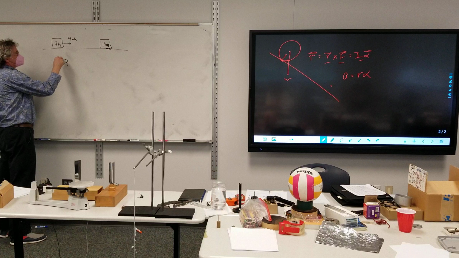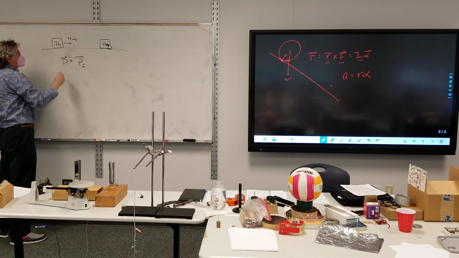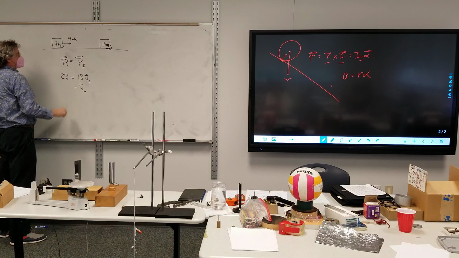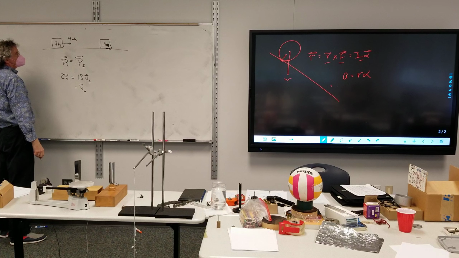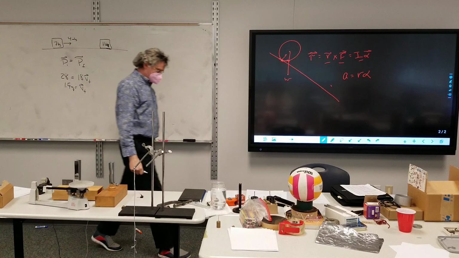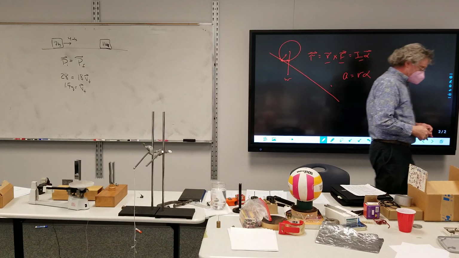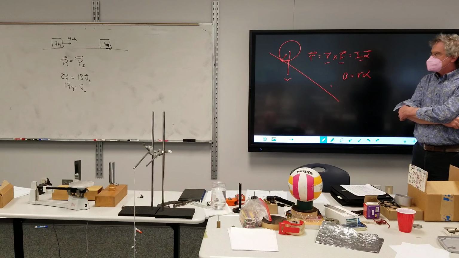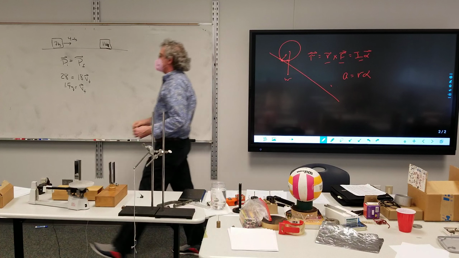So P initial is equal to P final. 28 is equal to 18 V final. 1.4 repeating meters per second. I don't think I made the Carroll's error. Is that 1.4 repeating? Yeah, it should be 1.5 repeating. I did make the Carroll's error.